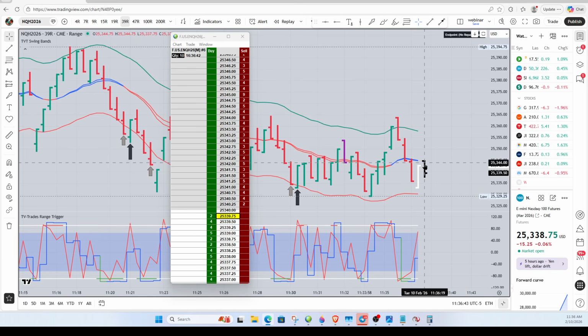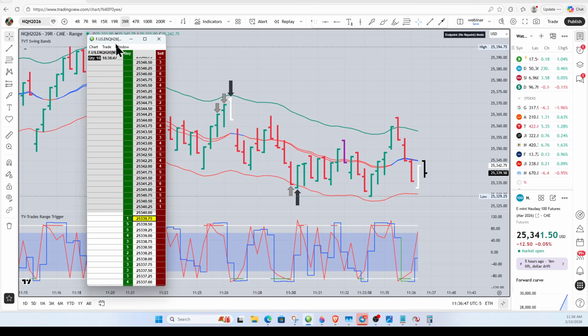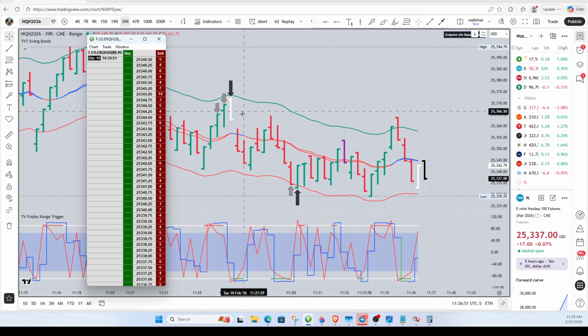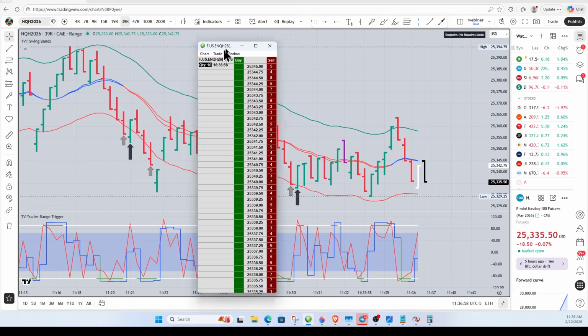Okay, but that would have been a trade there long. This would have been a trade here short. I don't know if we have other ones in there. That would have been a short trade right in there. Anytime you get a white bar with an arrow, whether the arrow is outside the bands or inside the bands, those usually work out to be very good trades.